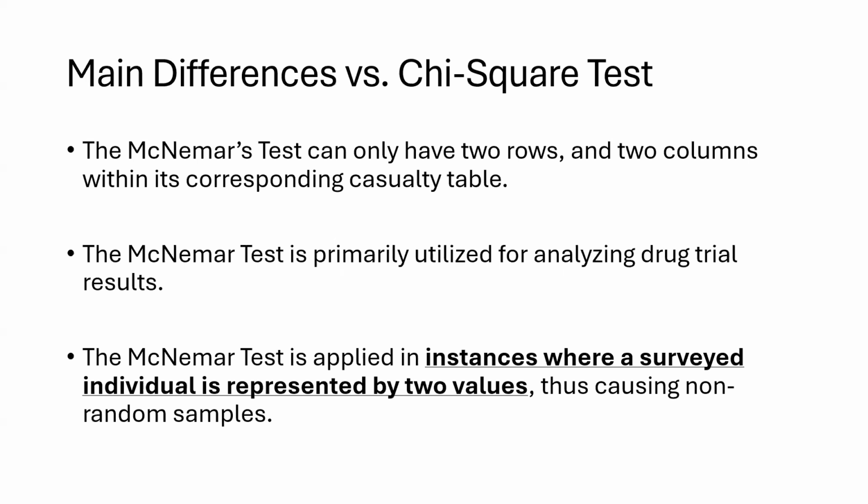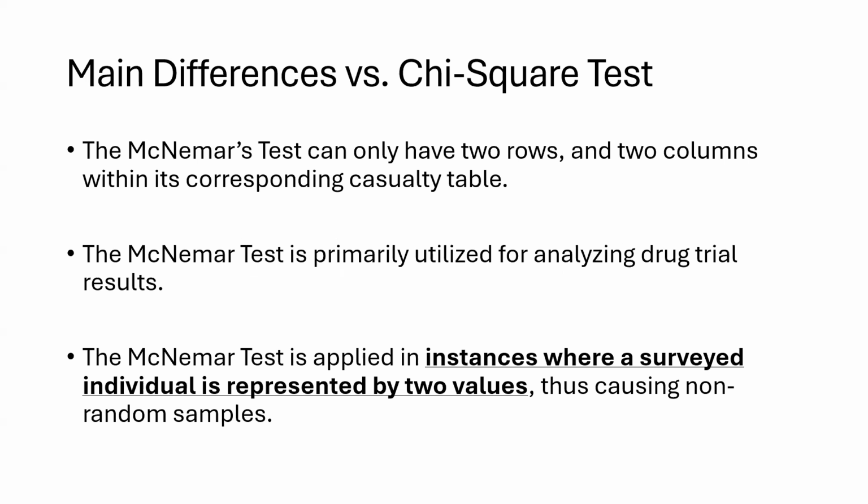The McNemar test is similar to the chi-square test in that the data associated with such is first structured within a contingency table. However, certain differentiations do separate the two concepts, those being the McNemar test can have only 2 rows and 2 columns within its corresponding contingency table.